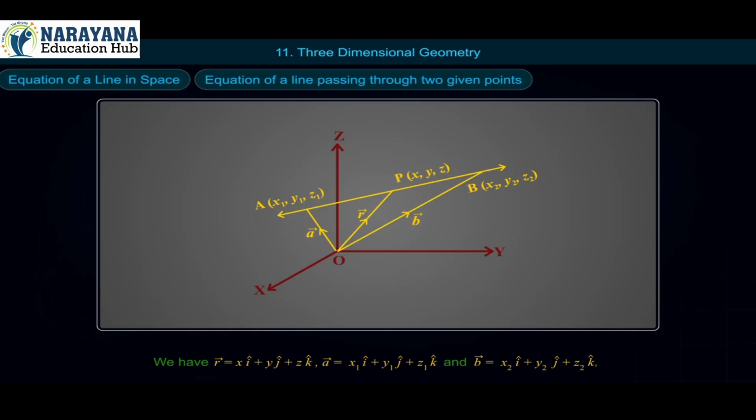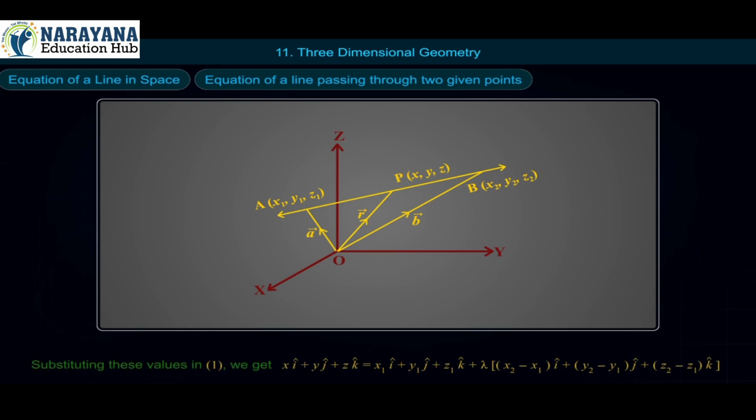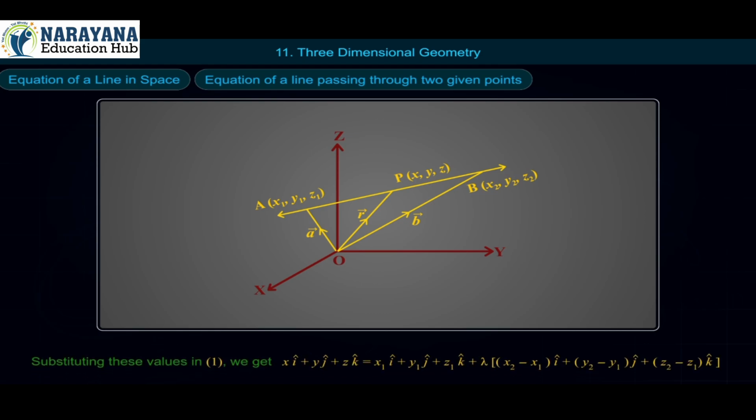We have vector r is equal to x i cap plus y j cap plus z k cap. Vector a is equal to x1 i cap plus y1 j cap plus z1 k cap. And vector b is equal to x2 i cap plus y2 j cap plus z2 k cap. Substituting these values in 1, we get x i cap plus y j cap plus z k cap is equal to x1 i cap plus y1 j cap plus z1 k cap plus lambda into ((x2 minus x1) i cap plus (y2 minus y1) j cap plus (z2 minus z1) k cap).